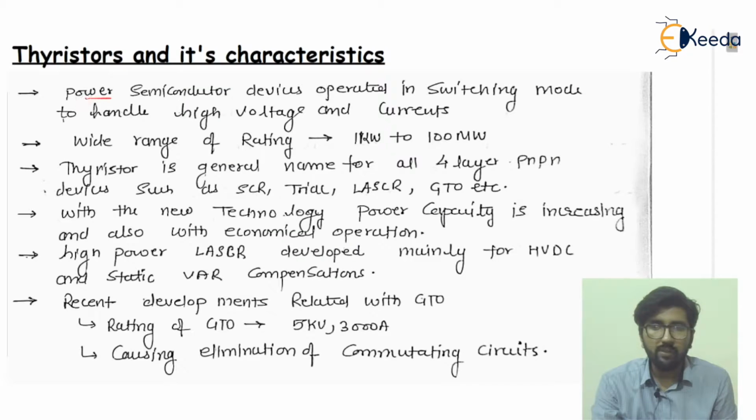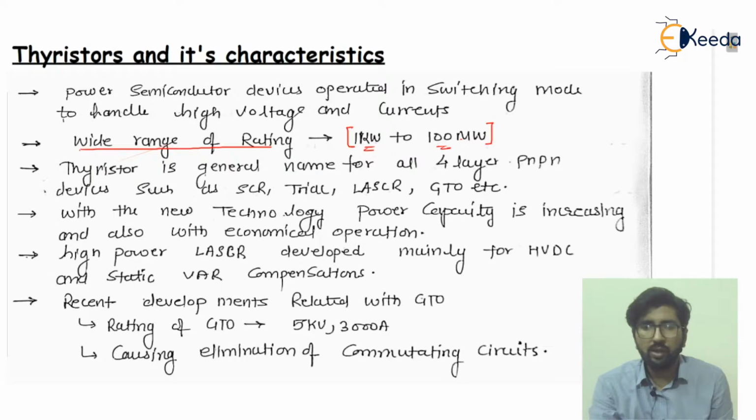If I talk about the power semiconductor devices, these are actually operating in the switching mode. I will discuss that in further slides. They can easily handle high voltage and currents. Now, wide range of rating. If I talk about the controlling ability and the power transfer capability of these devices, they have a wide range of rating, from 1 kilowatt to 100 megawatt.